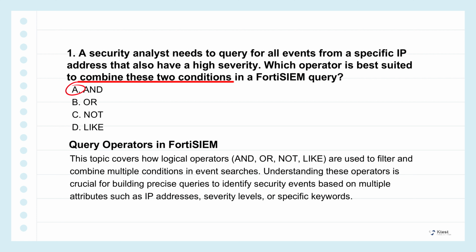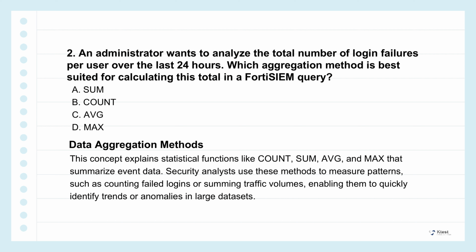Got it. So let's say they use AND. They narrow it down. But often they don't want just the raw logs, right? They need a summary. Like, how many login failures per user in the last day? How do you get that summary view? Right, you're moving into aggregation now. To get a total count of something, like all login failures that match your criteria, you use the COUNT aggregation method. Simple enough. It just counts the records.